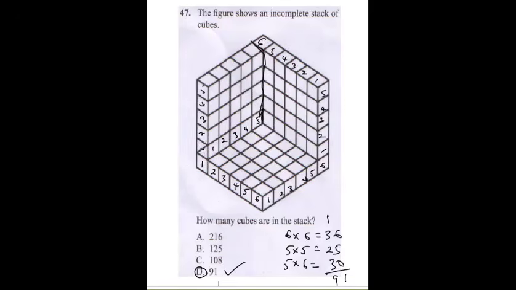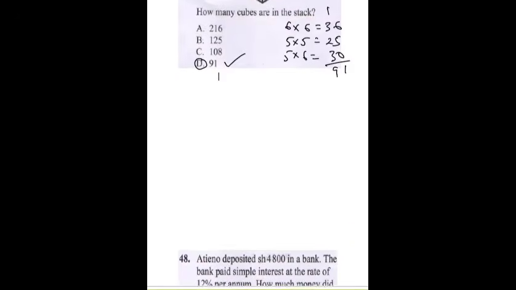Okay, so having solved that question, now Atieno deposited 4,800 in the bank. The bank paid simple interest at a rate of 12% per annum. How much money did she have in the bank at the end of 9 months? Now this is simple interest, and the formula for simple interest is PTR over 100, where the time is in years.